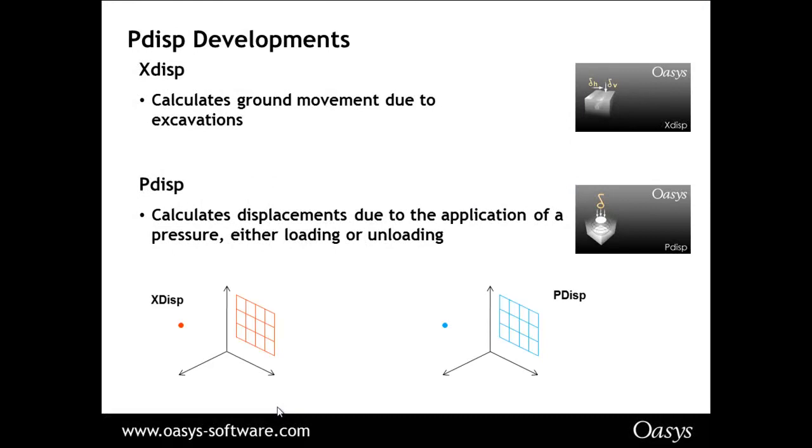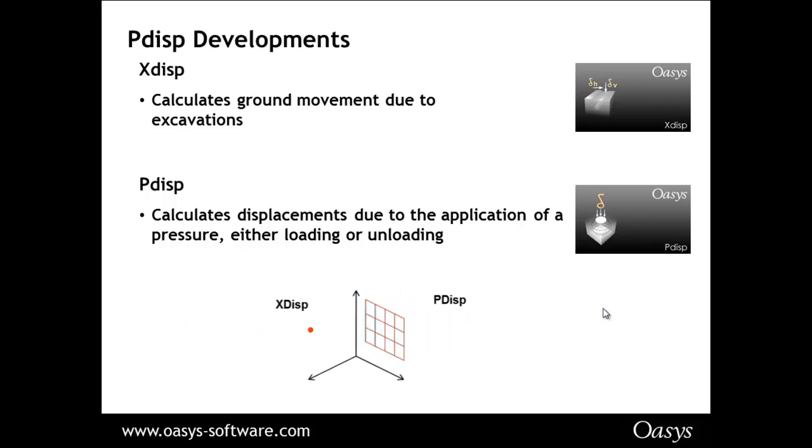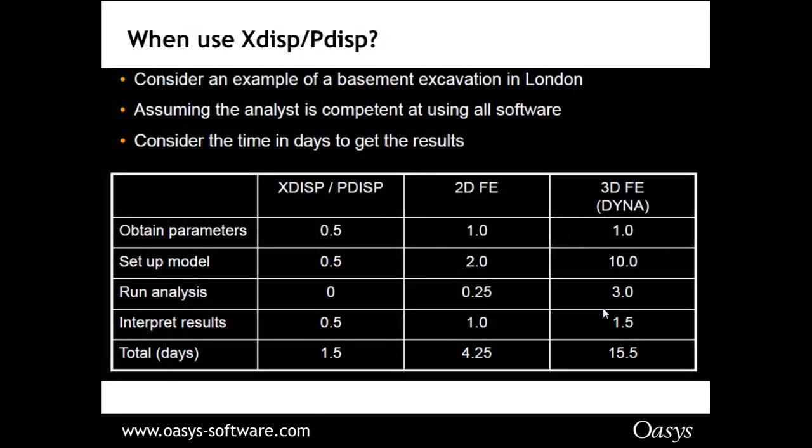In terms of Xdisp and PDisp developments, we've recently combined Xdisp and PDisp, so we allow the user to actually look at the displacements due to loading and the displacements due to ground movement, and you can actually import those displacements from PDisp into Xdisp and get a very powerful 3D model. So if you compare this with something like 3D FE, for example, you can get a number of results out very quickly, and obviously at a much lower cost than using 2D FE or 3D FE.